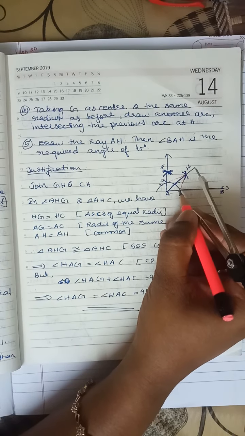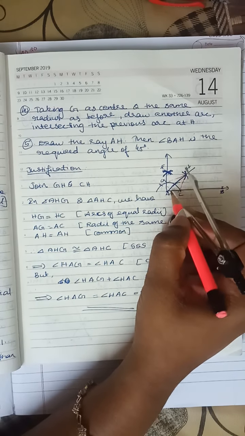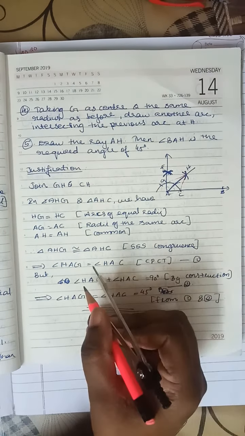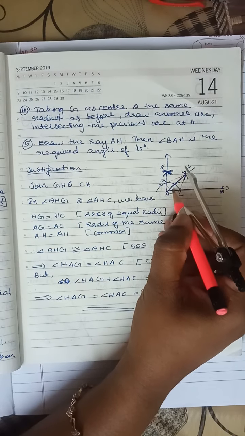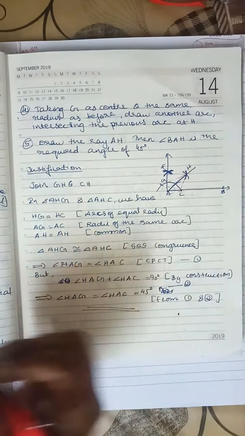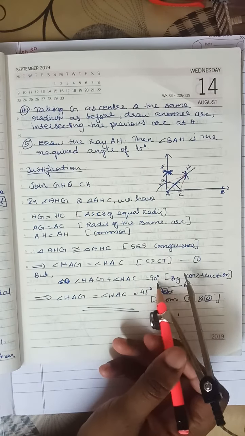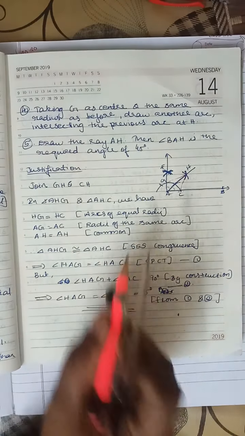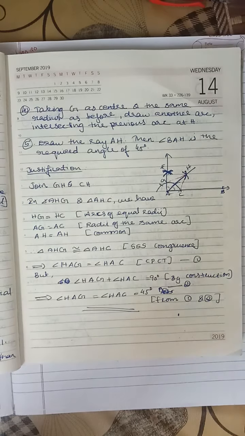So angle HAG is equal to angle HAC. These two angles are equal. But the sum of these two angles is equal to 90 degrees, because we know that the complete angle is 90 degrees. If both are equal and the sum is 90 degrees, then each angle should be equal to 45 degrees. We have to prove this is 45 degrees, right? So each angle is equal to 45 degrees. So the proof is over.